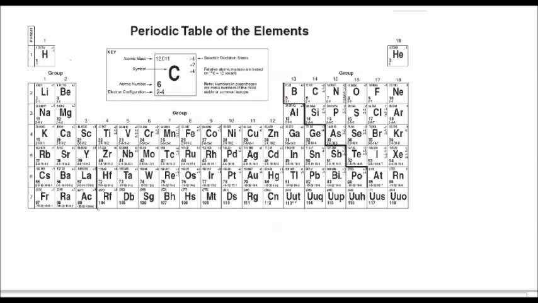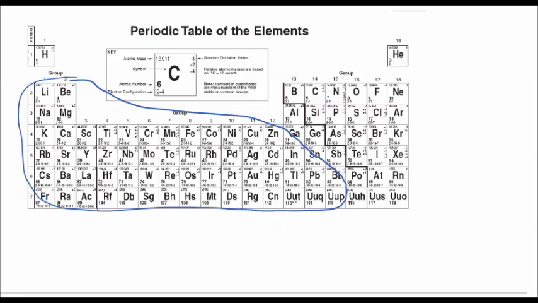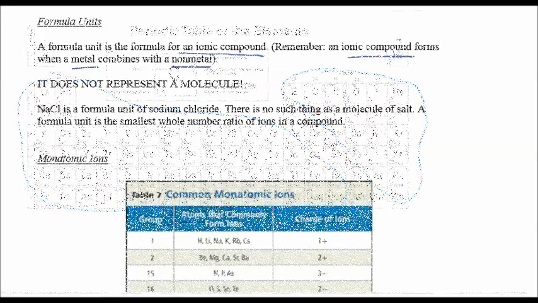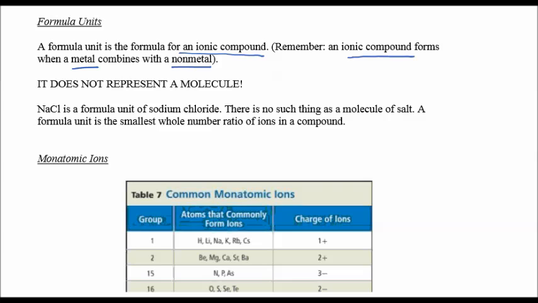The metals are located to the left of the step. The nonmetals are located to the right of the step, basically. A formula unit does not represent a molecule. There is no such thing as a molecule of salt. If you are a metal bonded to a nonmetal, you must be called a formula unit.